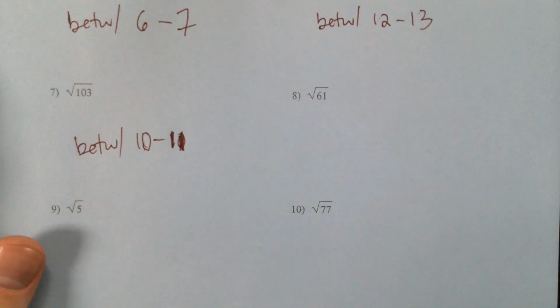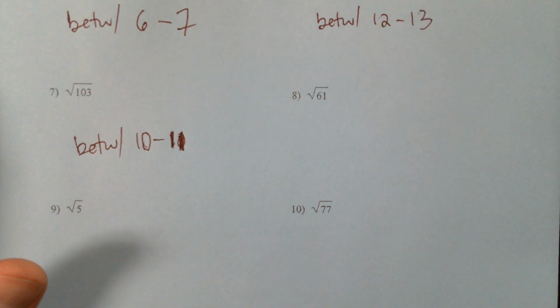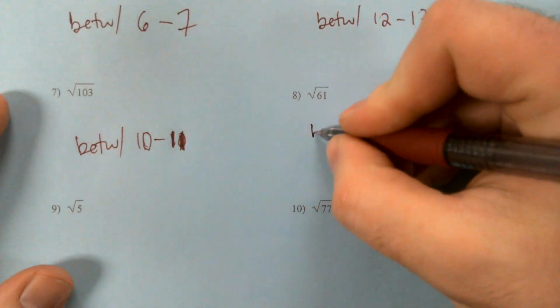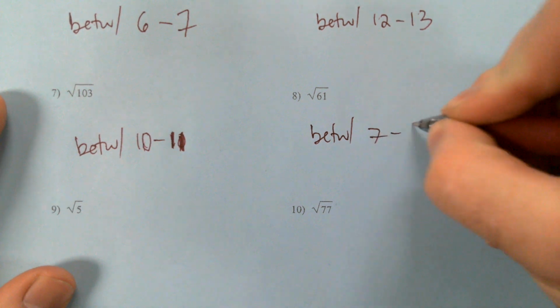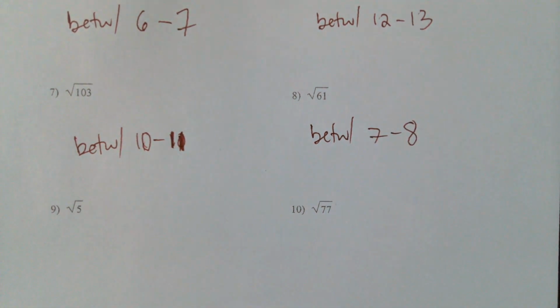Okay, number 8, square root of 61. That's going to fall between, looks like, 7 and 8, right? Between 7 and 8. 7's perfect square being 49, 8 being 64.